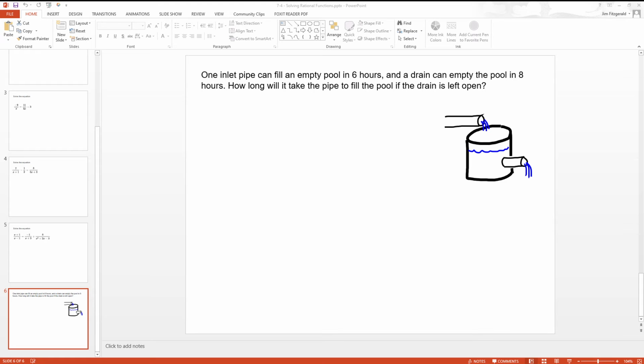So we have water going in at a rate of 1/6 of a pool per hour. And we're going to say that T here represents the number of hours. So T is the number of hours to fill the pool.